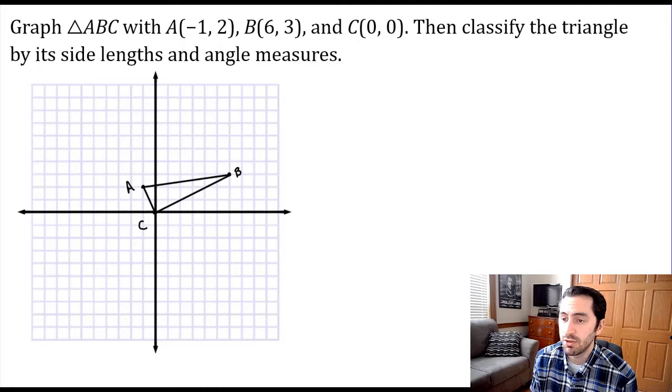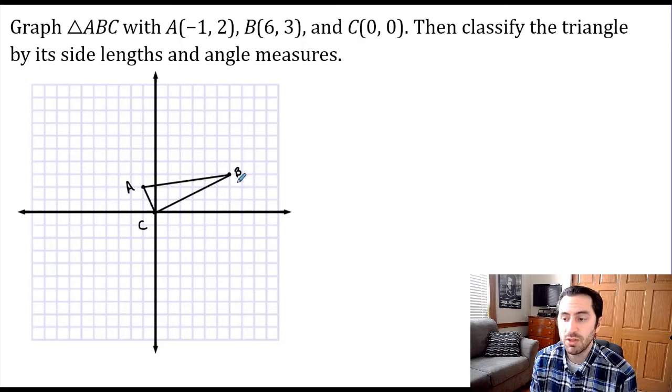Now, I would like to classify this by its side lengths and by its angles. So what we're looking for is we want to know, are any of the sides the same length? And then for the angles, we want to determine if any of them are right angles or if any of them are obtuse angles. So let's start with the side lengths. It looks like it's not going to be equilateral because AC is definitely a shorter segment compared to AB and BC. But AB and BC, maybe they're the same length, so we should test that out.